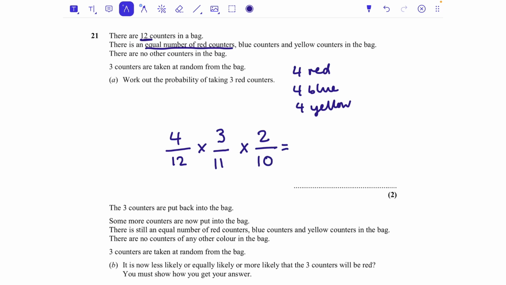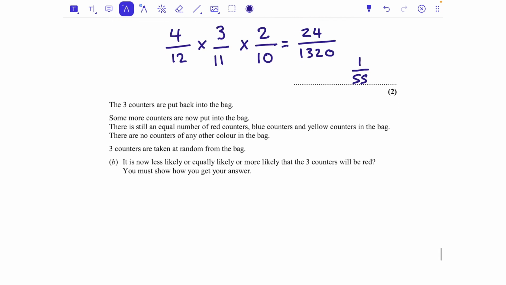So multiplying that together, 4 times 3 times 2 for the numerator, and 12 times 11 times 10 for the denominator. So 4 times 3 times 2 is 24. And 12 times 11 times 10 is 1,320. That fraction simplifies to be, oh, you don't need to simplify, you can just leave it as it is. That is 1 over 55. So either of those answers is absolutely fine.